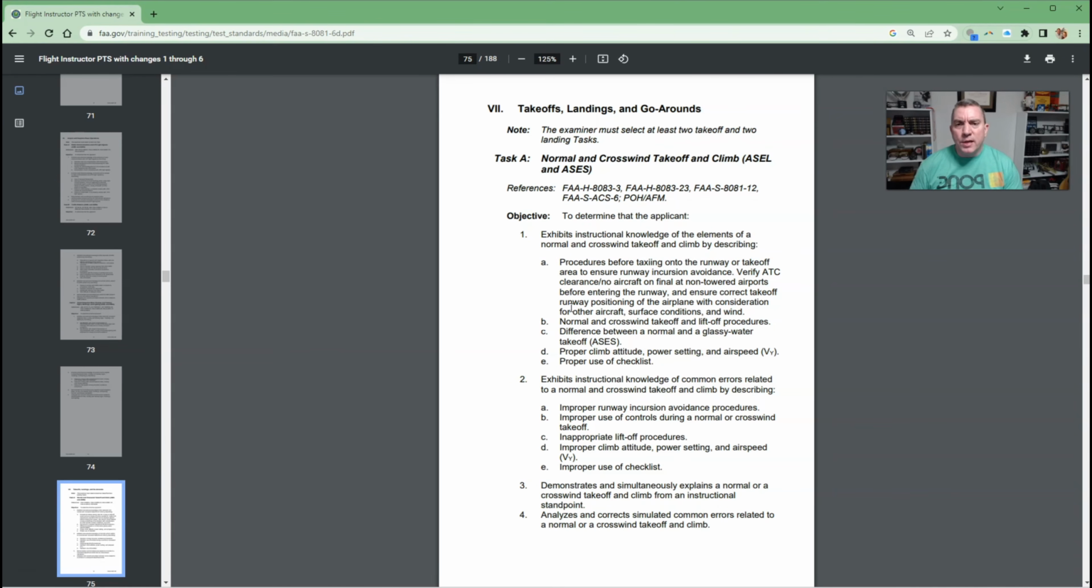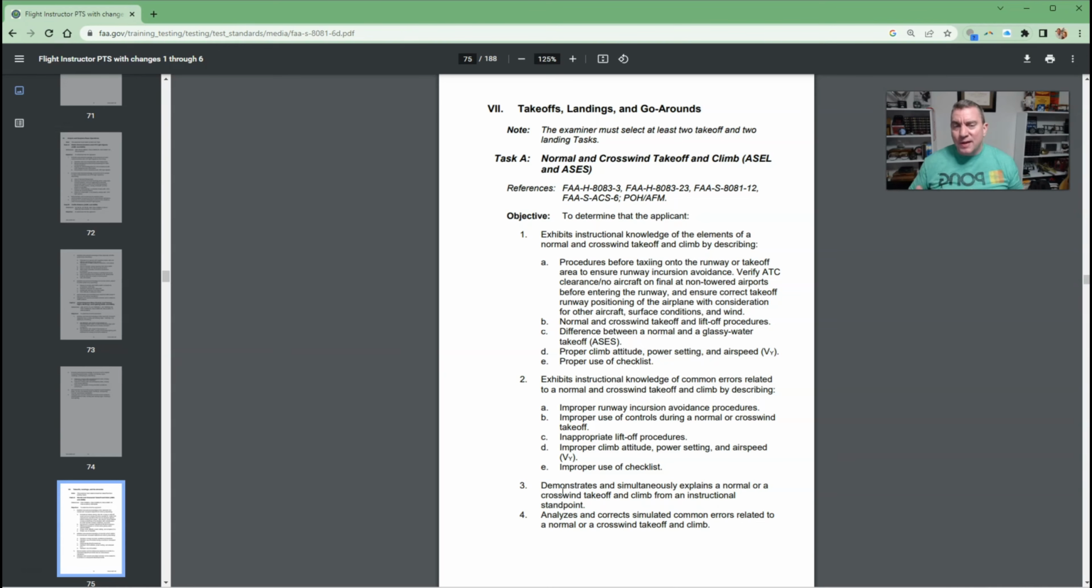So what we're going to be looking at is, I'm just taking a random one here. It's the normal and crosswind takeoff and climb, okay? First off, I need you to understand that on this particular task, sometimes they have 3, other times they have 4, but the ones with 4 items, you can see here, there's 1, 2, 3, and 4. 3 says demonstrate and simultaneously explain a normal crosswind landing from an instructional standpoint, and 4 says analyze and correct. Sounds kind of familiar?